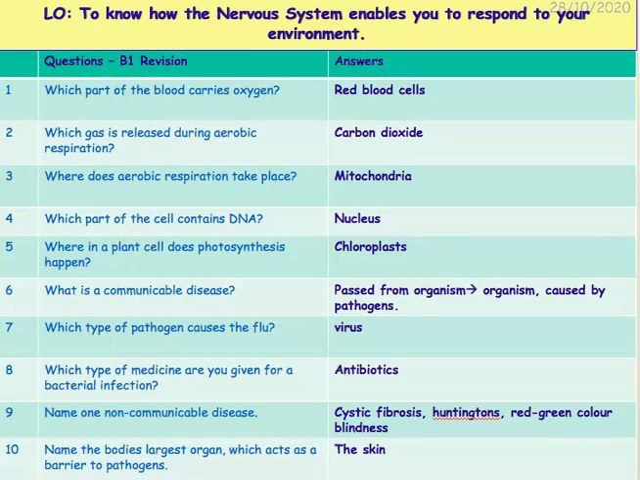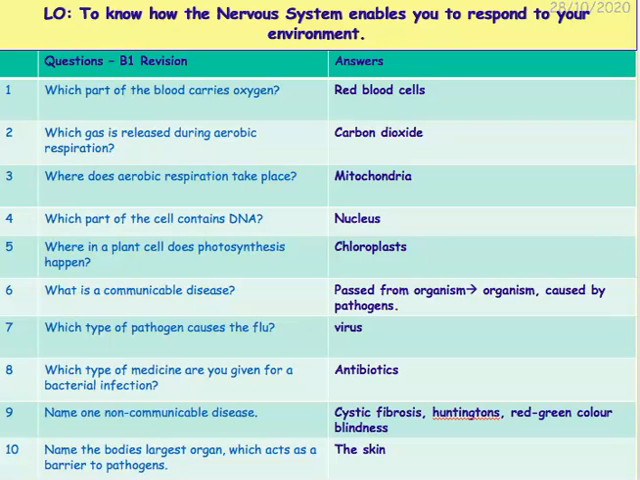Number 9, name one non-communicable disease. So a non-communicable disease is one that cannot be passed from organism to organism. So it's anything genetic, such as cystic fibrosis, Huntington's, red-green colour blindness. Other examples that aren't caused by pathogens are cancer. So any of those would be good answers.